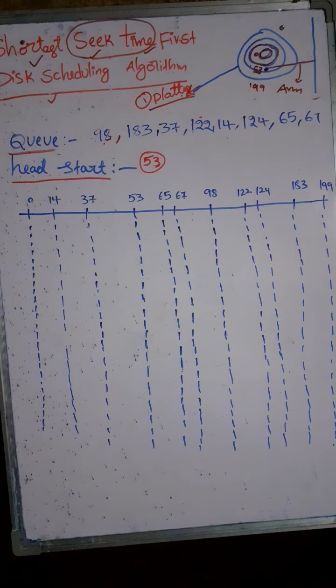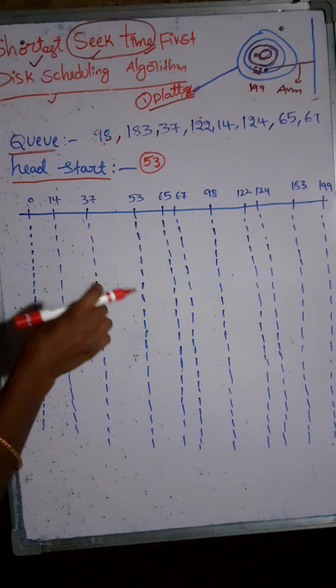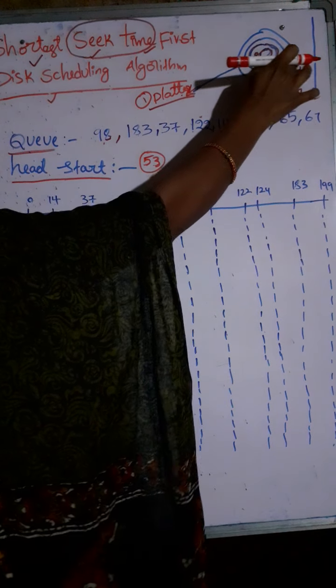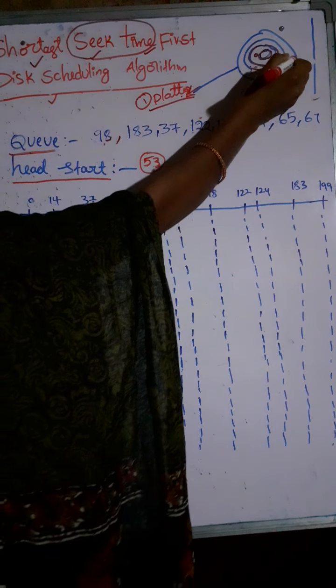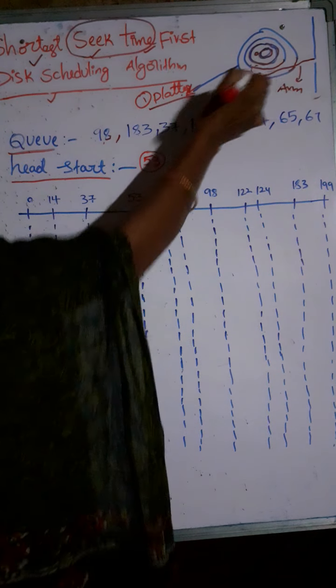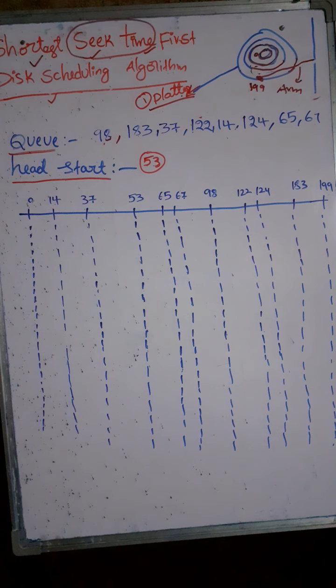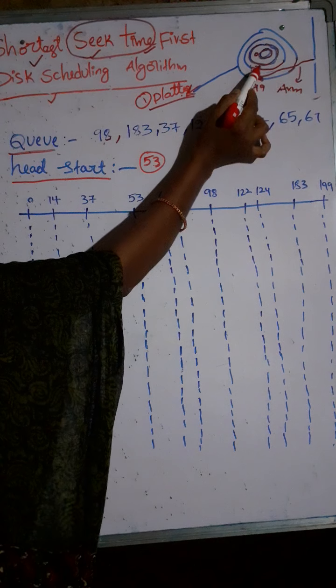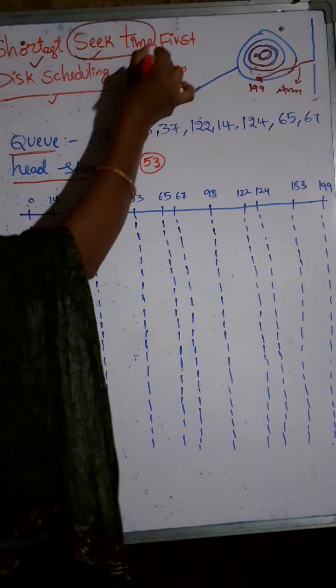For example, if you want to read or write the data at track number 199, then we should move the disk arm from 53 to 199. We should move the read or write head to this location. The time taken to move the disk arm from 53 to 199 is called the seek time.